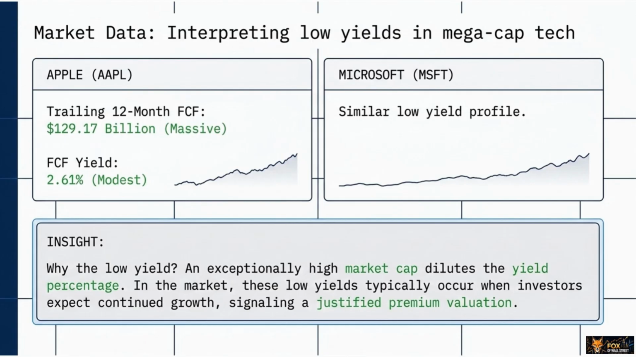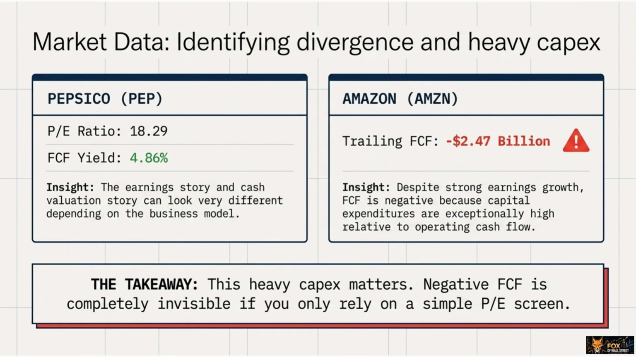Section 3. Real U.S. stock examples. Latest market data. Let's actually apply this theory to the market and see how these metrics diverge in practice. Look at Apple. They generated a massive $129.17 billion in trailing 12-month free cash flow. But because its market cap is so exceptionally high, that only translates to a modest 2.61% yield. Microsoft sits at a similarly low yield, which typically happens when investors expect continued growth and a sign of premium valuation. Now contrast that with PepsiCo. They reported a 4.86% FCF yield alongside an 18.29 PE ratio, proving that the earnings story and the cash valuation story can look very different depending on the specific business model.